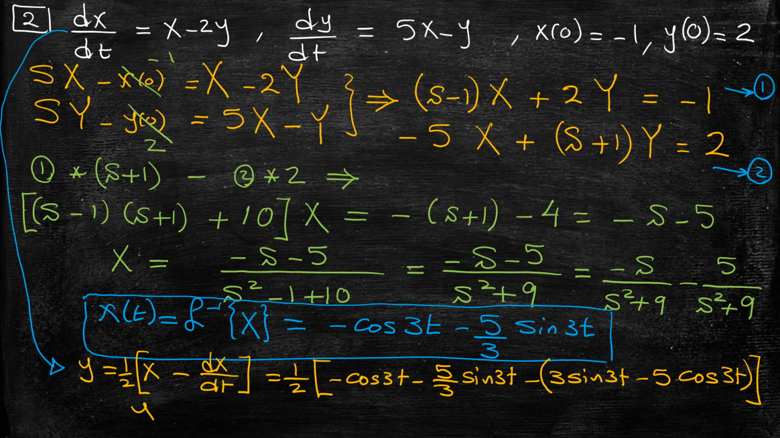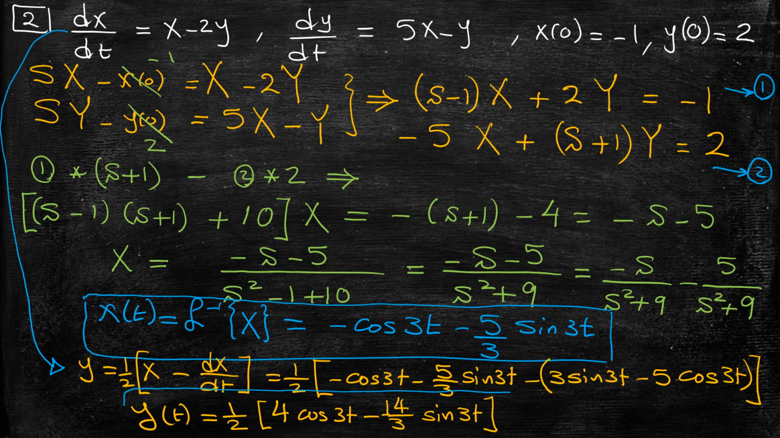Again, we'll do this. y of t will be equal to half, and then we have minus cosine 3t, and plus this 5, so it will be 4 cosine 3t. And we have the sine term, we have minus 5 over 3 minus 3, which is 9 over 3, so this will end up as minus 14 over 3 sine 3t. And this is y of t.